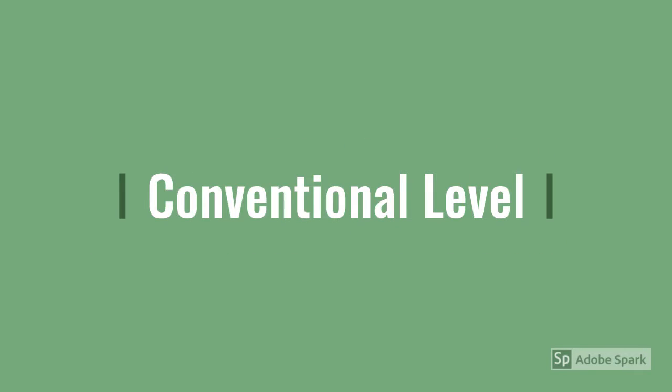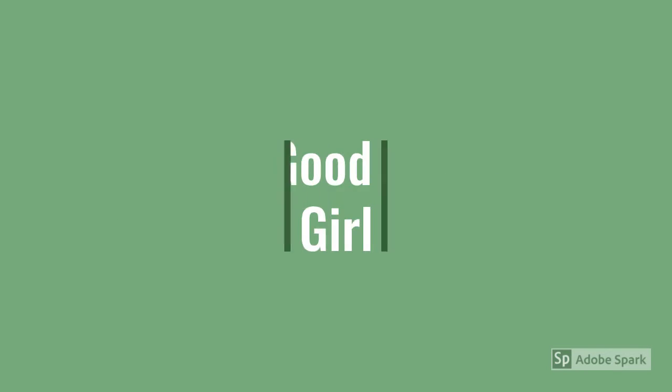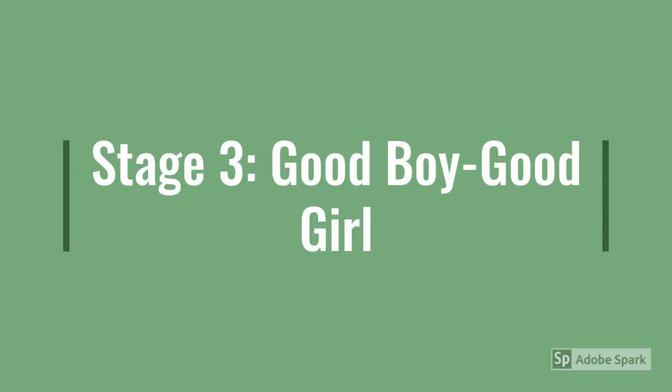The second level of Kohlberg's theory is the conventional level. This is also split into two separate stages. The third stage is the good boy, good girl stage. At this stage, individuals emphasize the importance of being kind to other people, engaging in good behavior, and showing concern for others. This stage includes a strong emphasis on gaining approval.